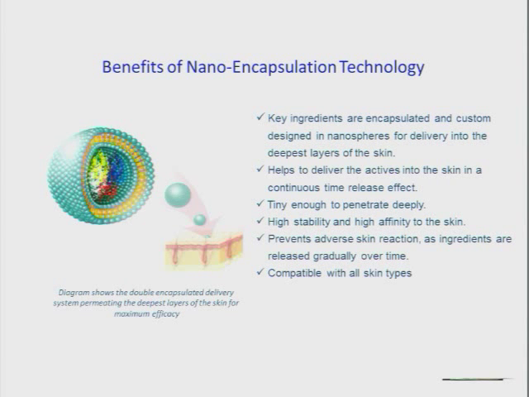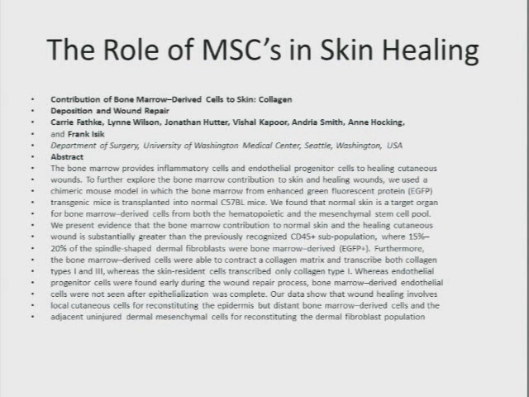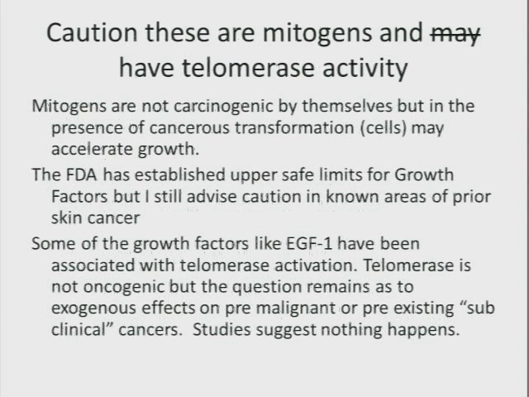It seems to sit on the skin and degenerate, or worse, cause some type of immune response and is degraded by the immune cells in the skin. We haven't seen any problem with different skin types using nanotechnology and delivering these cytokines and chemokines. I'm going to skip the role of mesenchymal stem cells. That'll be for the didactic lecture.